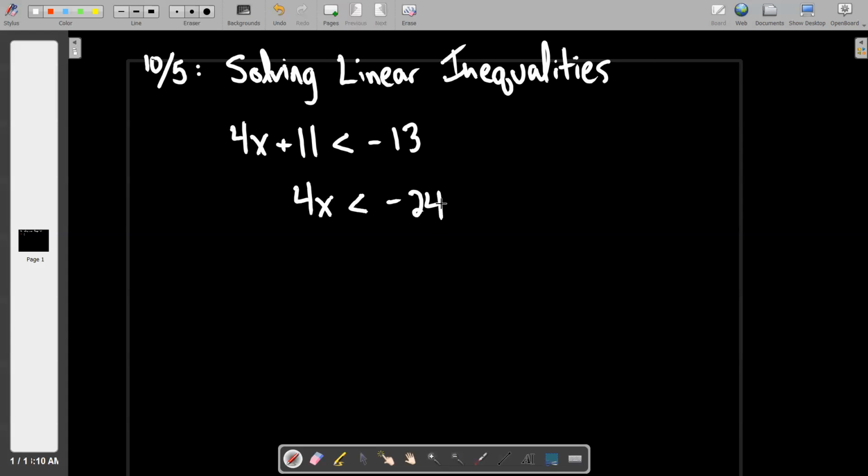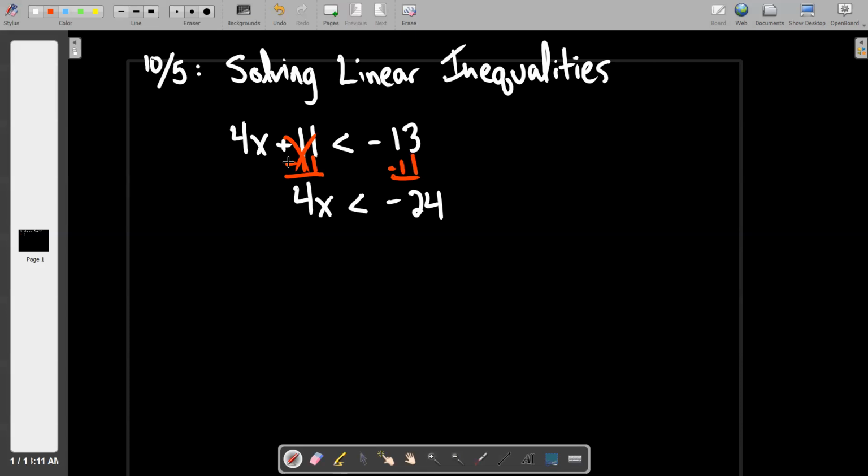Very good. Negative 24. And you'll see me, I said this, I started doing this a week or 2 ago. I'm not going to keep showing as much work as I did in early September. You know what I did. I did minus 11 and I did minus 11. And that, I expected that of you 5 weeks ago. If you don't want to show that, you don't have to. Just don't mess it up.